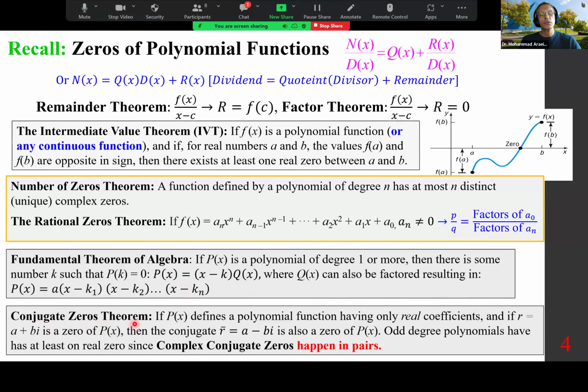Conjugate zeros theorem. If p of x defines a polynomial function having only real coefficients, and if r equals a plus bi is a zero of p of x, then the conjugate r bar equals a minus bi is also a zero of p of x. Odd degree polynomials therefore have at least one real zero, since complex conjugate zeros happen in pairs.